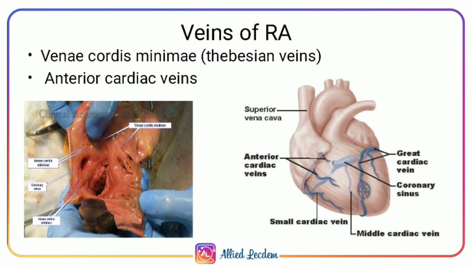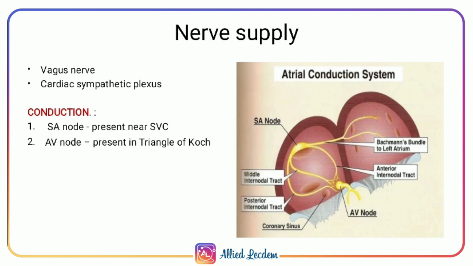You can see over here in the picture, there are minute venae cordis minimae which drain directly into the RA, and the anterior cardiac vein, which receives deoxygenated blood exclusively from the RA and drains it again into the RA. Nerve supply: the vagus nerve and cardiac sympathetic plexus. The main function of the nerve supply is to coordinate conduction.